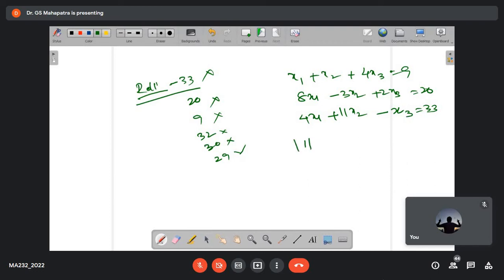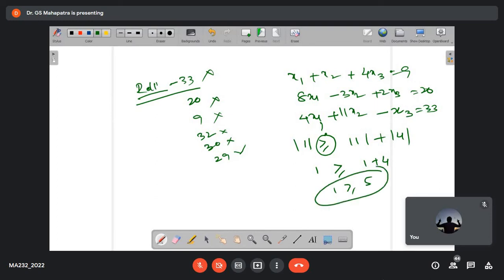Is it correct now? This is the question mark. Mod of 1 is greater than or equal to mod of 1 plus mod of 4. That means 1 is greater than or equal to 5. Is it true? No, sir. So the system is not diagonally dominant. Fine?